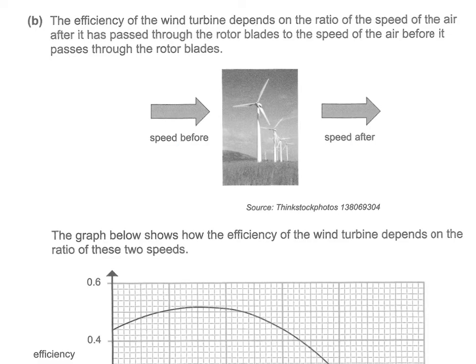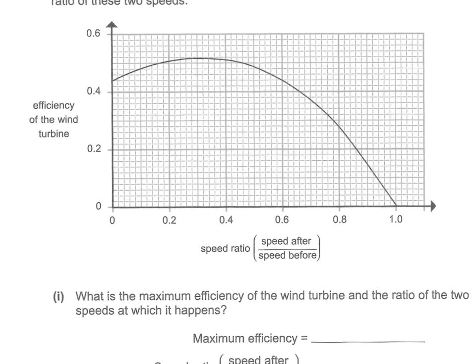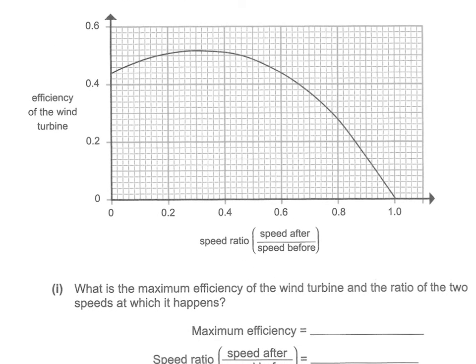Part B. The efficiency of the wind turbine depends on the ratio of the speed of the air after it has passed through the rotor blades to the speed of the air before it passes through the rotor blades. So we've got these figures of before and after speeds. The graph below shows how the efficiency of the wind turbine depends on the ratio of these two speeds. So they're showing us a graph linking the ratio of these two values.